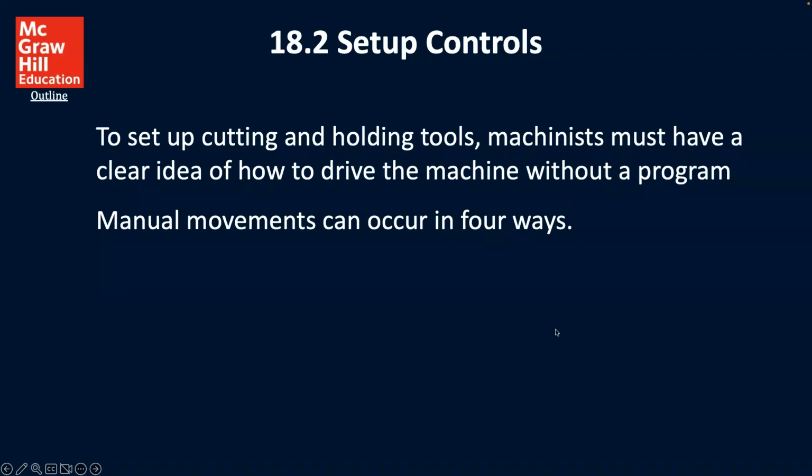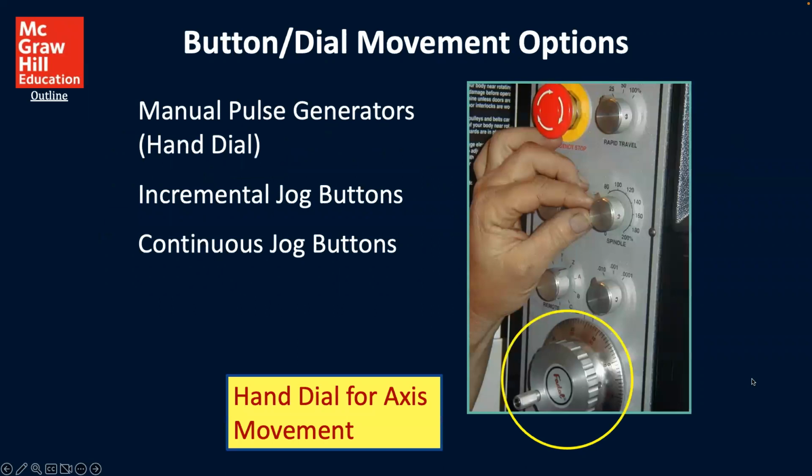Okay, I'll go ahead and finish up this last part of this module here, talking about setup control. To set up cutting and holding tools, machinists must have a clear idea of how to drive the machine without a program. Manual movement can occur in 4 ways. So you can have the button dial movement options, and so manual pulse generators or hand dial. You can have an incremental jog button or continuous jog buttons.